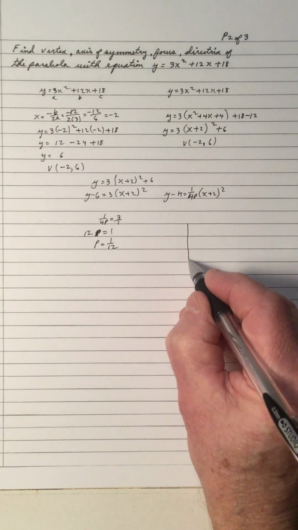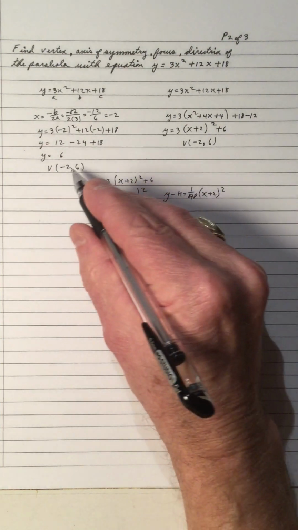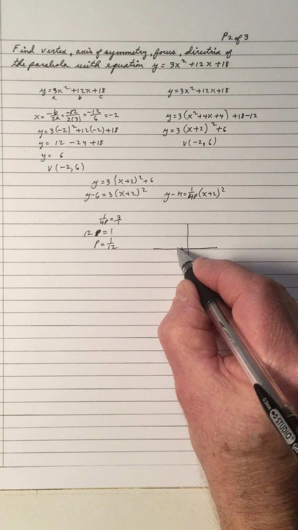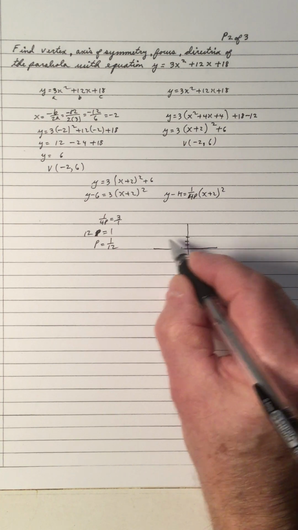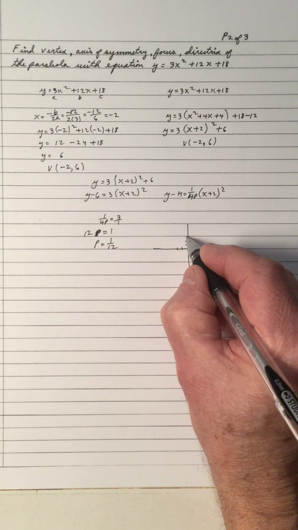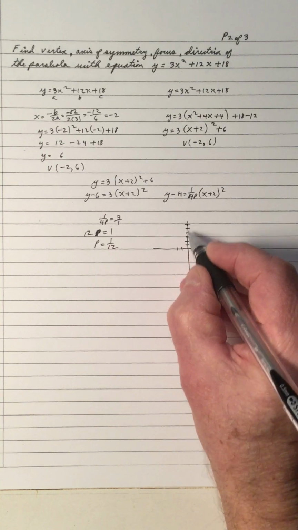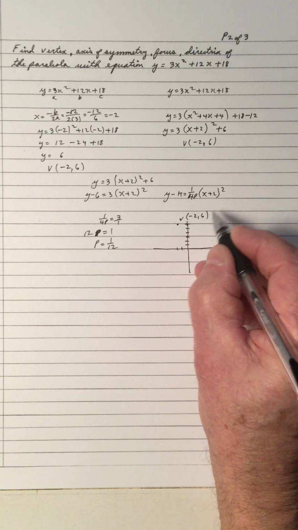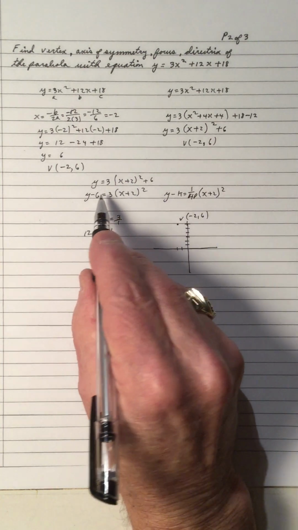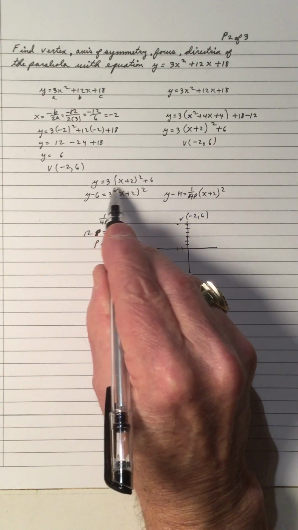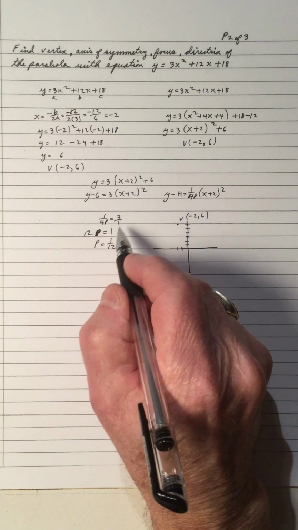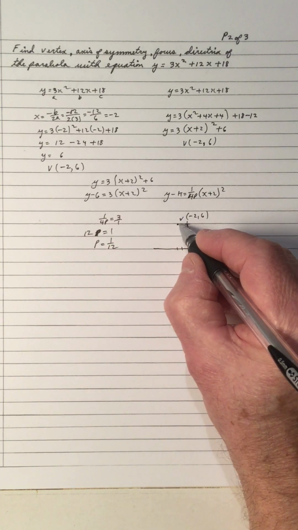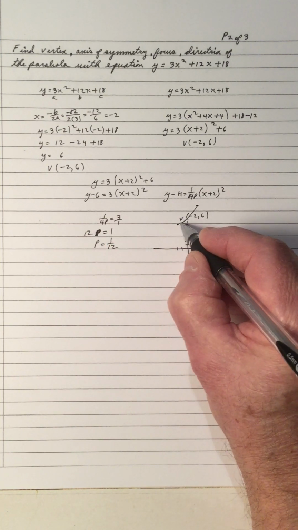Now, if we draw a picture, we have a vertex of x is negative 2 and y is 6. Negative 2, 6 is right here. So that's the vertex. And the equation is y equals x squared, so that means the parabola is going to open up or down. Because the 3 is positive, the parabola opens up from this vertex. So there it is.